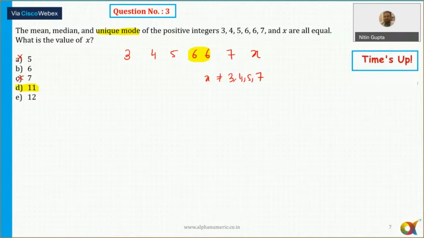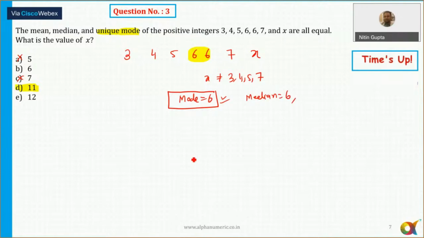Okay. Now, what is the possible mode? So the mode here is definitely equal to 6. No other possible values. And the median is also equal to 6. Remember, median is also equal to 6 here. So if the mode is 6, the median should also be equal to 6, and I can say the mean is also equal to 6.